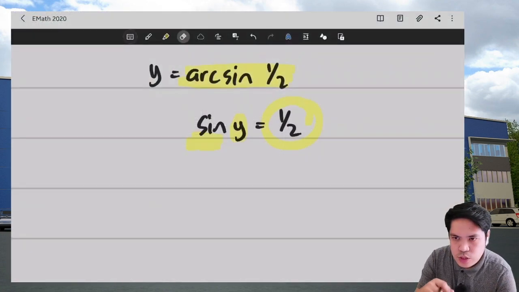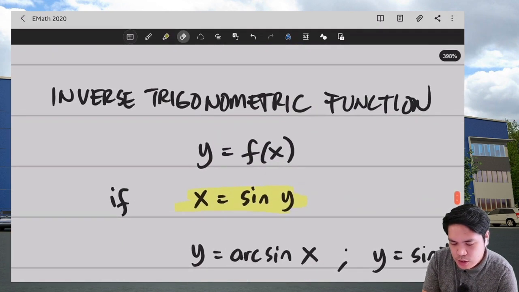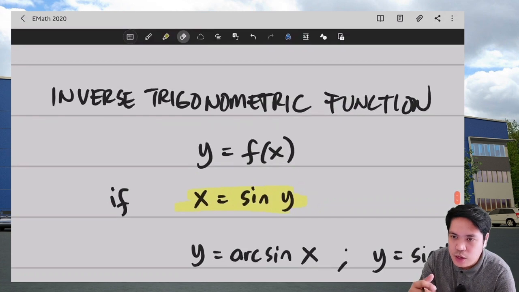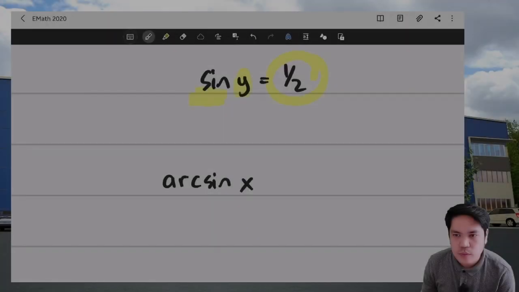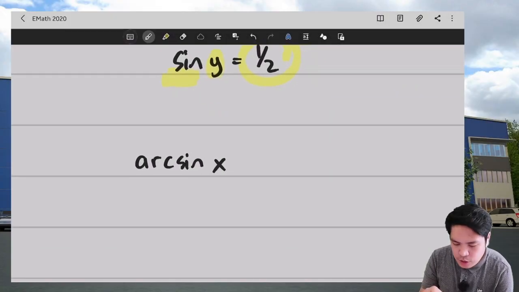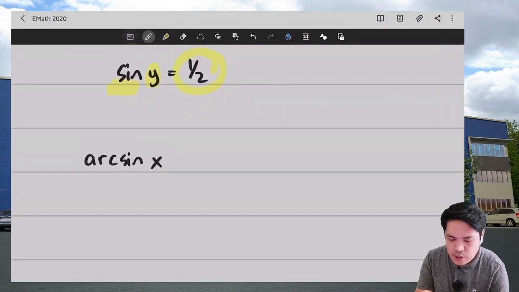Okay. Now, since we defined y as a function of x, therefore there should only be one value of y for every value of x. So dapat unique siya. Okay, let's start with arcsine x. So ano yung mga values dapat ng arcsine x na i-restrict natin para di siya rotate lang.